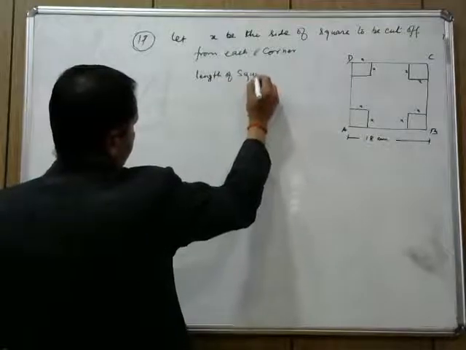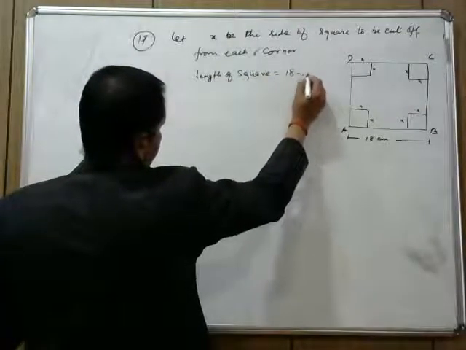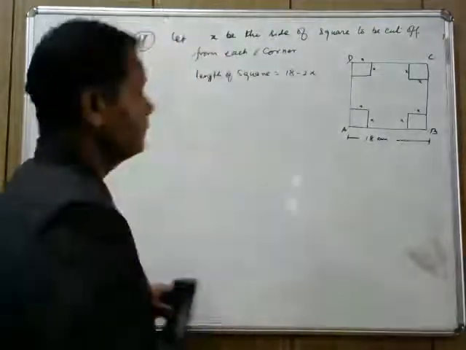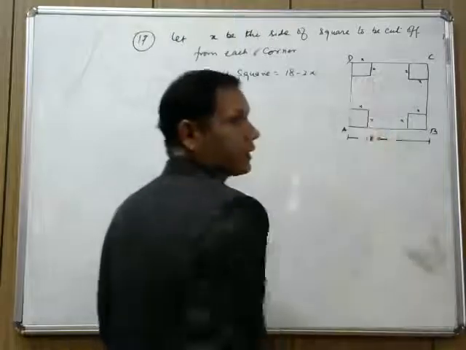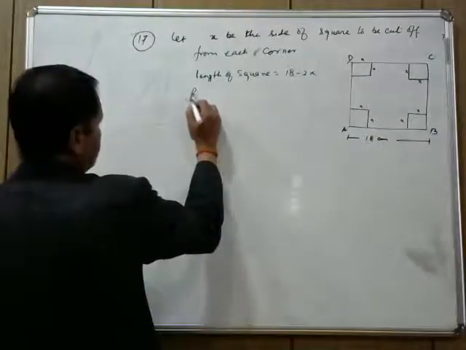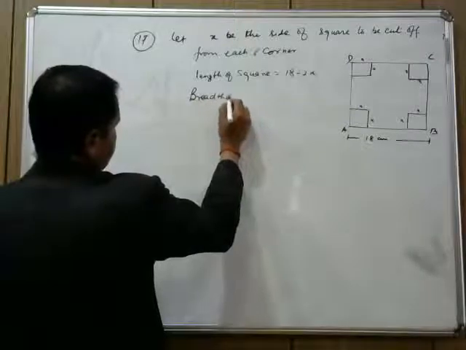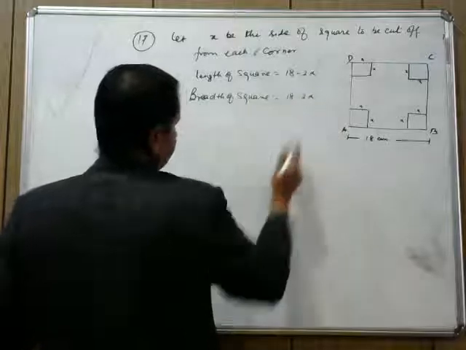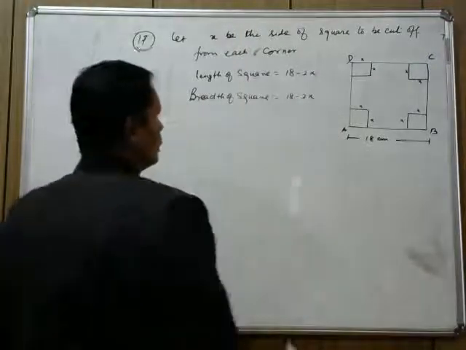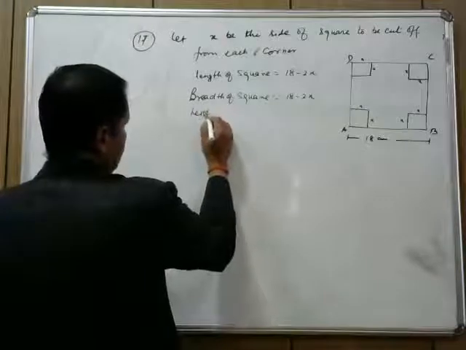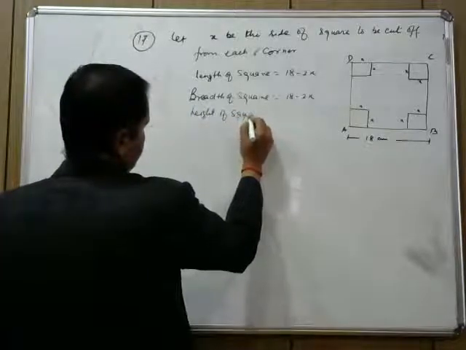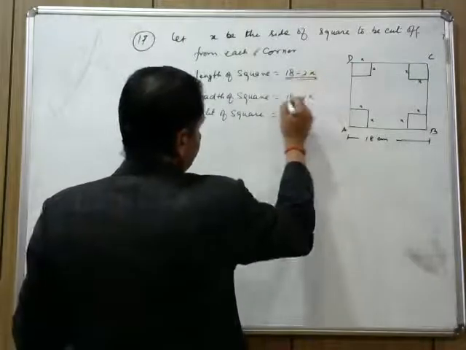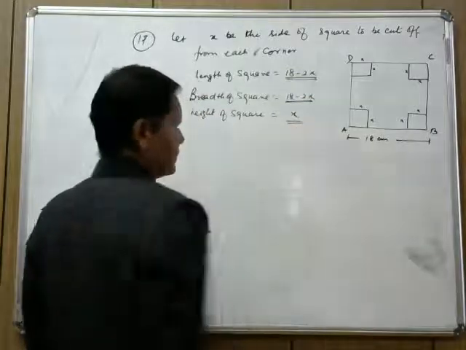Length of the square sheet will become 18 minus 2x. What about the breadth? Here x and x will be removed, and that's why the breadth will also be 18 minus 2x, and the flap will be the height. Height will be x. So now 18 minus 2x is the length, 18 minus 2x is the breadth, and x is the height.